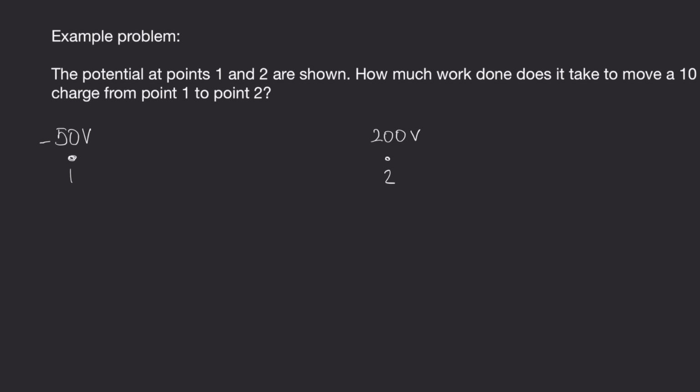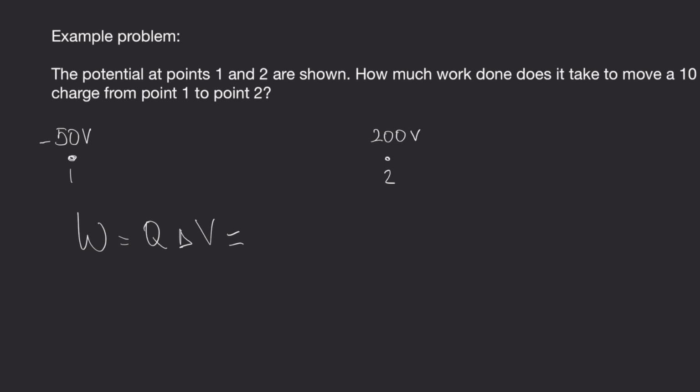Let's apply this to an example problem. We've got a potential given between 2 points 1 and 2. How much work does it take to move a 10 millicoulomb charge from point 1 to point 2? So we're just going to use W is equal to the amount of charge times the potential difference.